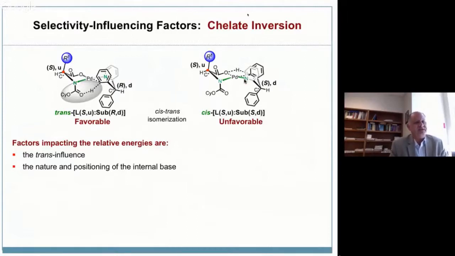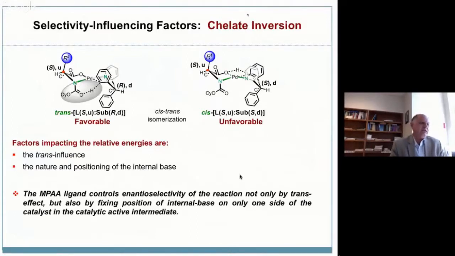If it is in the cis position, then the carboxylic group would be involved in the deprotonation step, which is not really a favorable process. Based on this analysis, we predict that this MPAA ligand controls enantioselectivity not only by trans effects, but also by fixing the position of the internal base on only one side of the catalyst in the catalytically active intermediate.